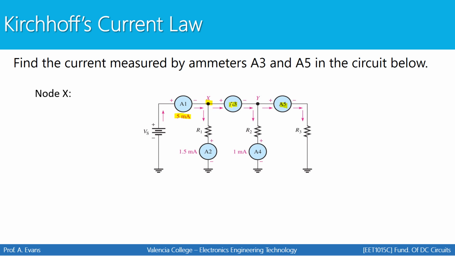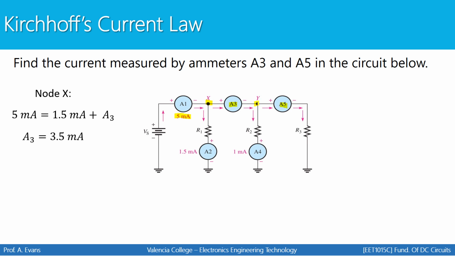So set up an equation using KCL. Current going in is 5 milliamps. The current coming out is 1.5 milliamps plus this unknown value here. So I can easily solve this to get A3. So now I know that the current coming out of node X in this direction is 3.5 milliamps.